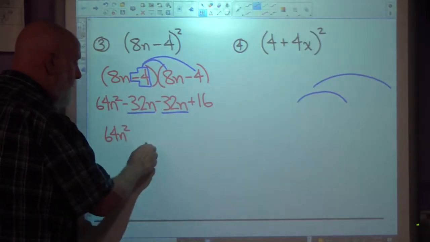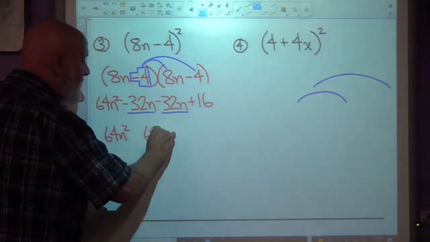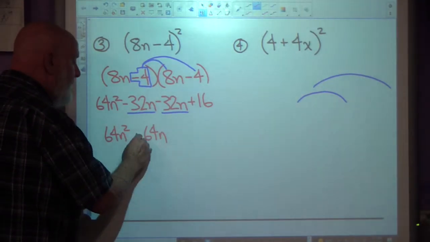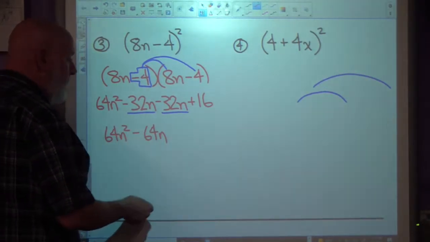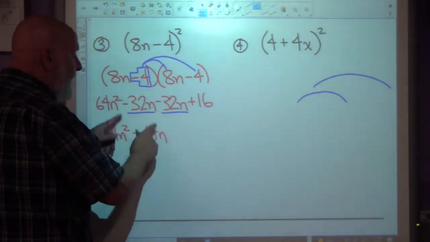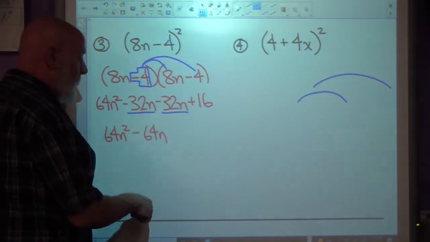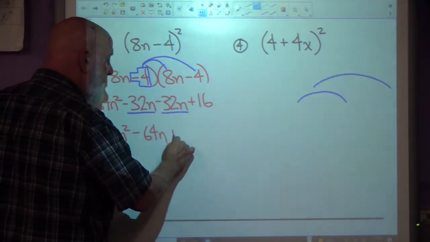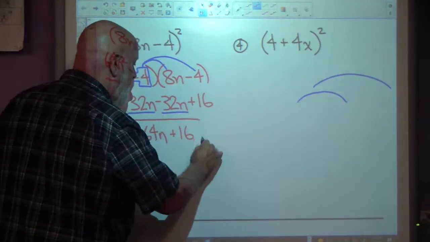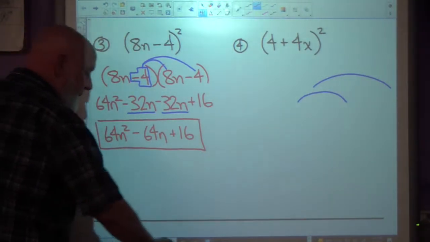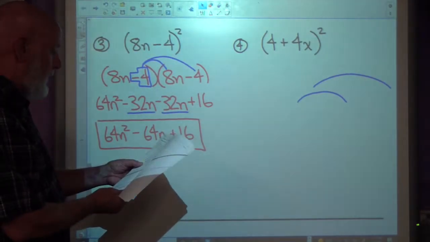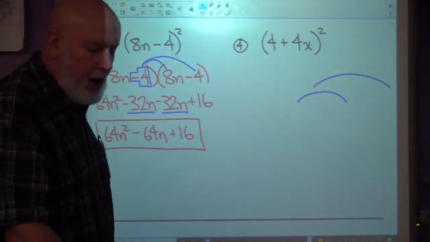Minus, they're the same sign, so I'm going to add them together. 64n, 32n plus 32n is 64n, but I gotta keep the sign. They're both negative, so I keep the sign. When we add or subtract, if they're the same sign, we add and keep the sign. If they're different signs, we subtract, keep the sign of the one with the greater absolute value. And we tag that 16 on the end. These are not like terms, so I can't combine any further. And there we go. And let's see if I got that one right. 64n squared minus 64n plus 16, yay!